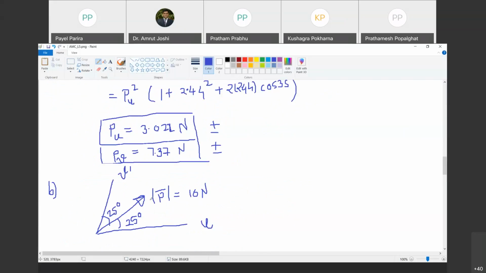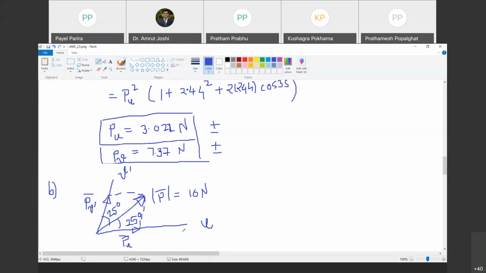And I am now going to complete the parallelogram. After completing the parallelogram, it will look something like this. This component I am going to call PV dash bar, and this component I am going to call PU bar. Do you agree with me? Okay, sir. Yes, sir. Prathamesh, do you agree with me? Yes, sir. Now let me ask you a question.